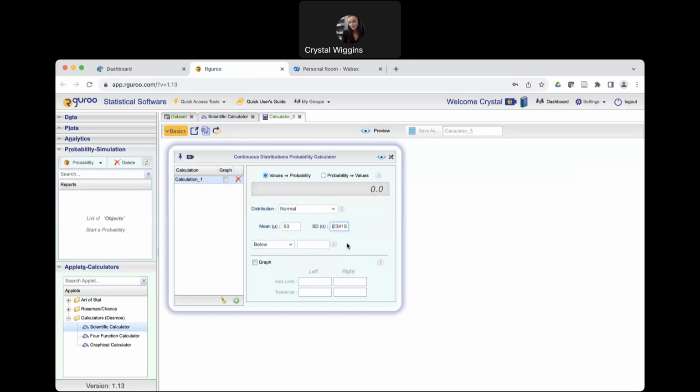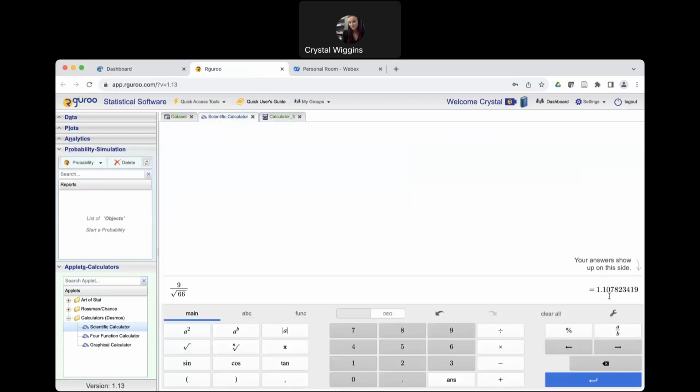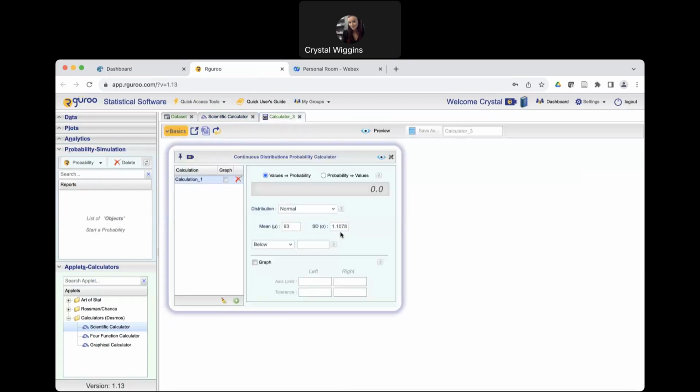So I'm going to use my left arrow on my keypad to scroll over just to make sure it pasted correctly. And I can even pop back to my calculator. 1.107 was the beginning. 1.107. Okay, looks like it copied and pasted correctly.